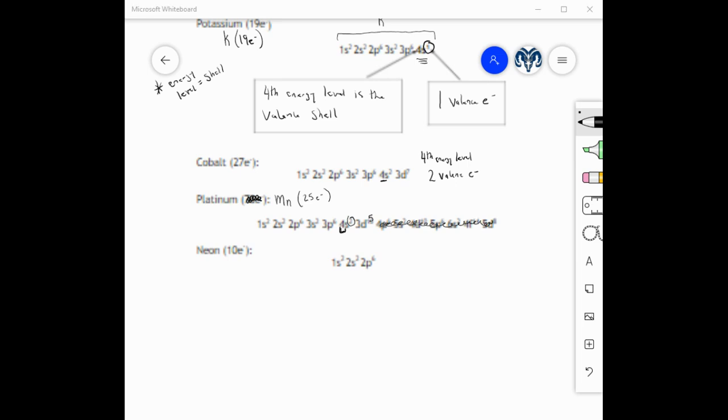And then neon has 10 electrons. If you look at this one, it has 2 different orbitals in the same energy level. It's got the s orbital and the p orbital. So for this one, what I have to do is add all the electrons that are in that energy level. So this tells me that I have 8 valence electrons.